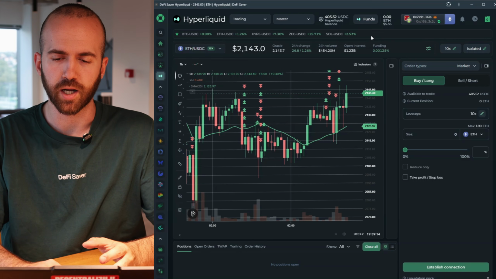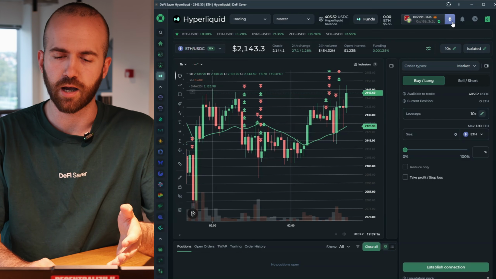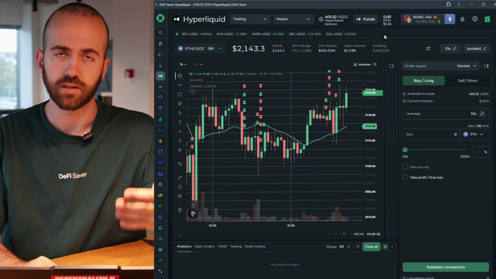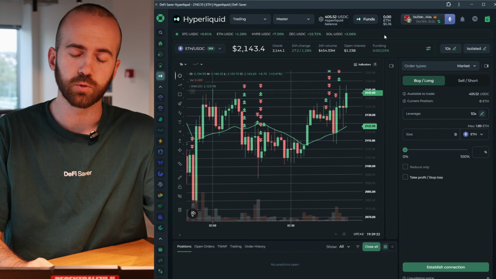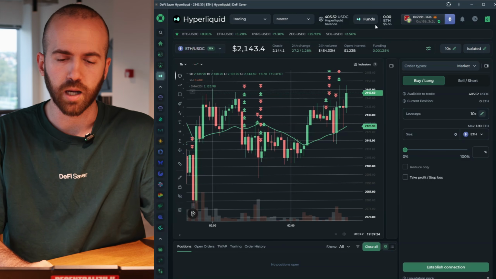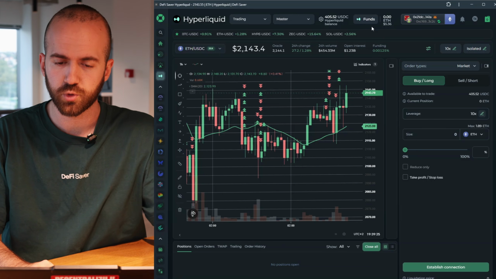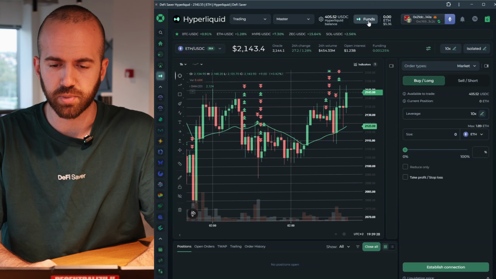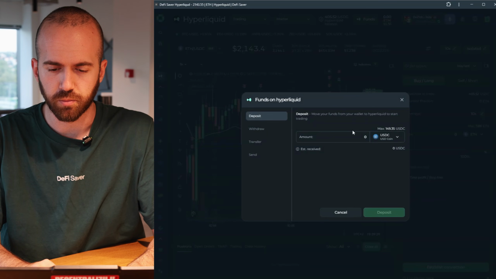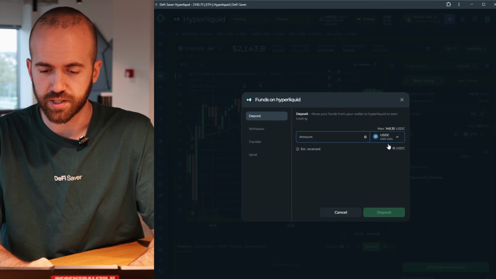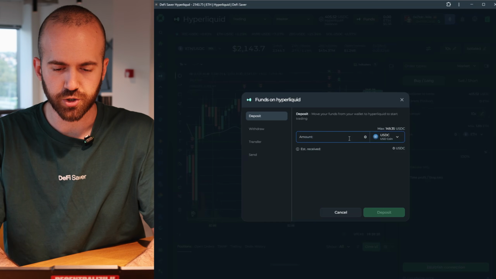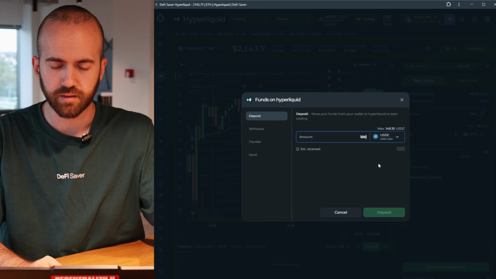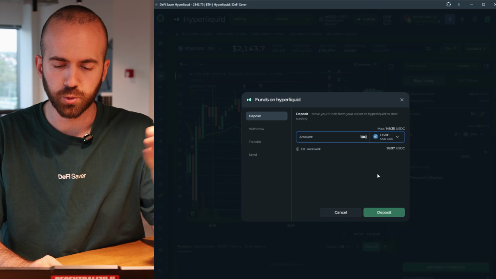So the first thing to keep in mind, we're on Ethereum mainnet right now, but Hyperliquid is its own L1 blockchain, meaning that funds you have on Ethereum mainnet aren't going to work directly on Hyperliquid. We need to actually bridge them to Hyperliquid. So we're going to click this button that says funds. And from there, we have the option of actually depositing USDC. We can pick other coins as well, but let's do USDC. Let's bridge 100 from mainnet.